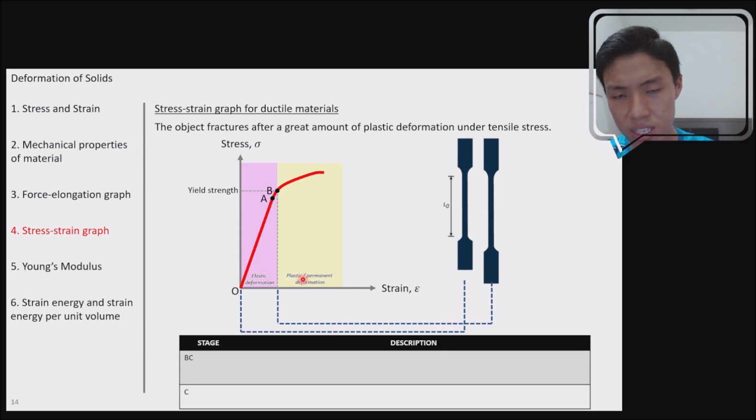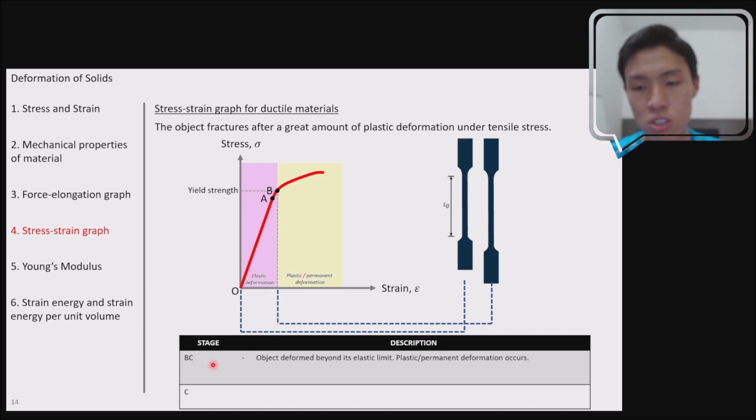Okay, you reduce by a significant amount, but there's still some permanent extension even if you release the stress and the stress gets back to zero. So at stage BC, the object has deformed beyond its elastic limit, which is point B. Now you start to have plastic deformation, or permanent deformation. What plastic deformation means is that the object cannot return to its original length anymore when the stress is removed.